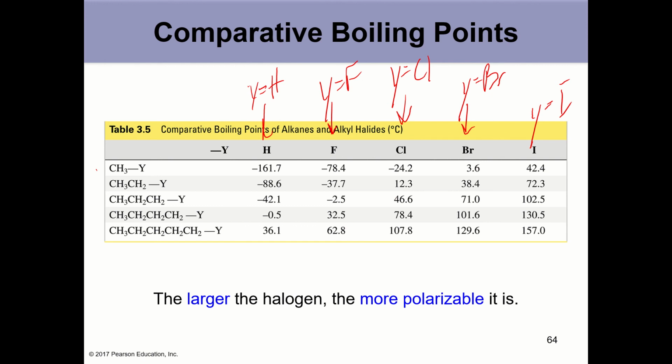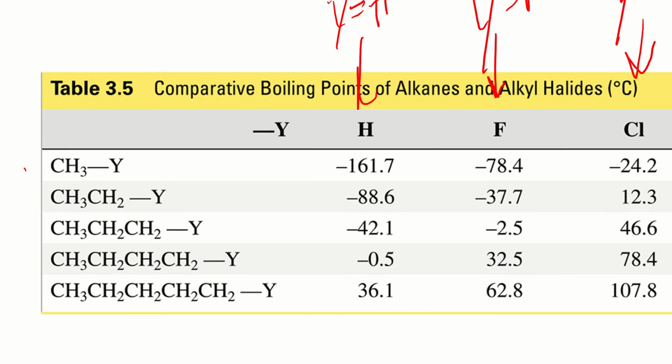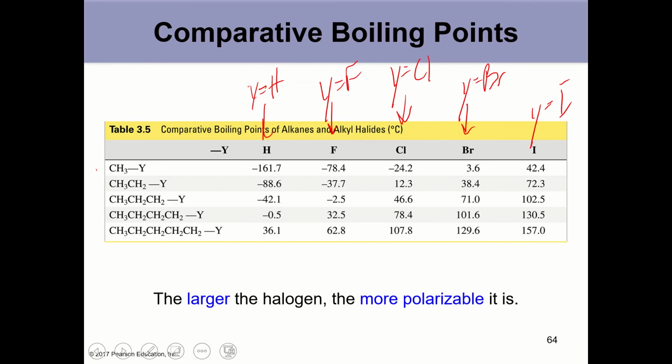Comparing boiling points as the number of carbons increases for having hydrogen, fluorine, chlorine, bromine, or iodine at the position indicated by Y. For a 1 carbon molecule, when we go from hydrogen to fluorine, the most electronegative atom on the periodic table, the boiling point increases.